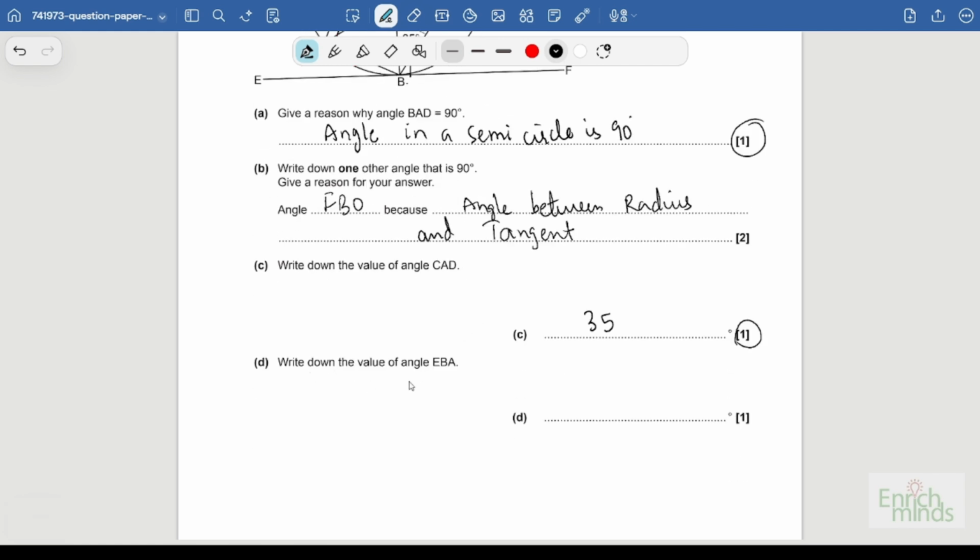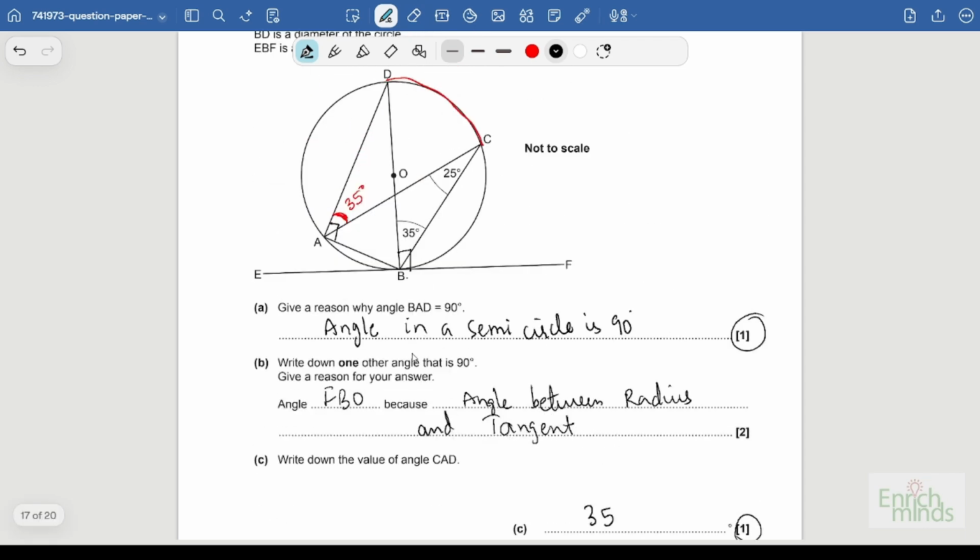Next is write down the value of angle EBA. So EBA, that means it wants you to find, let me use another color here, maybe this one, this angle, EBA. So now this is the angle formed between the tangent and a chord.